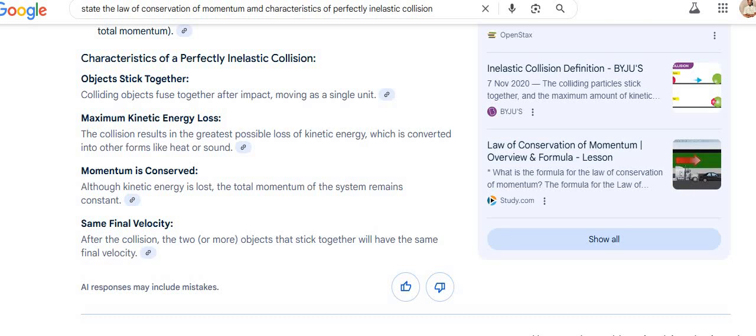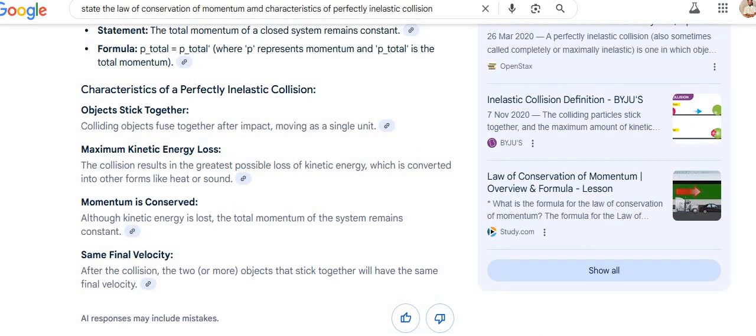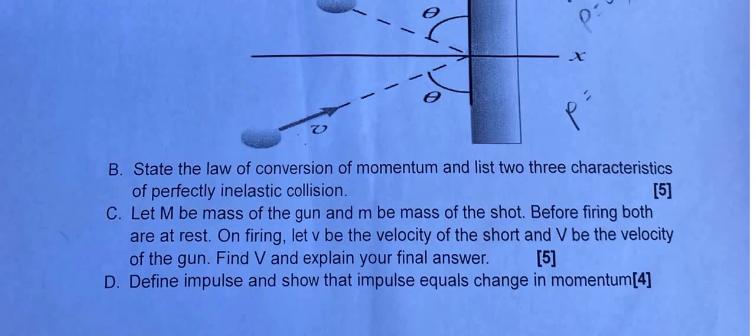Inelastic, we said, energy is only conserved when it's elastic. But if it's inelastic, energy is not conserved, because these objects get to stick together, right? In which case we have maximum energy loss. Though momentum is conserved, because energy loss is equal to energy gained, because you know the law of energy, it can never be created nor destroyed, right? Then the same final velocity for the 2 objects, because they're coupled together, they're moving together at the same time. So those are the characteristics of a perfectly inelastic collision.